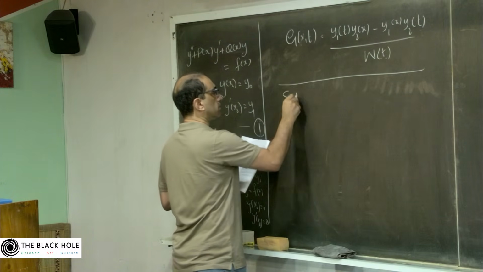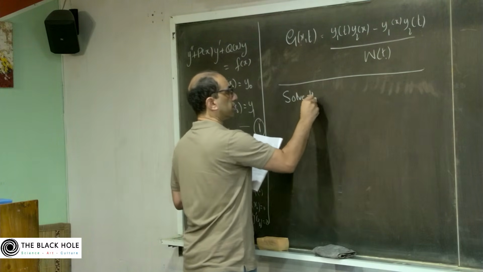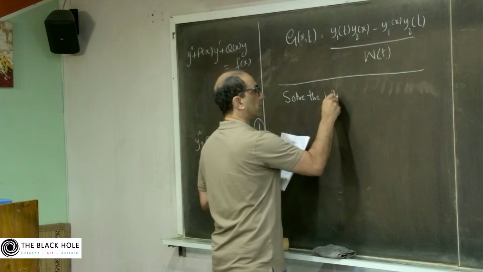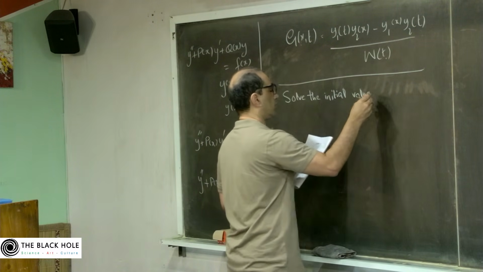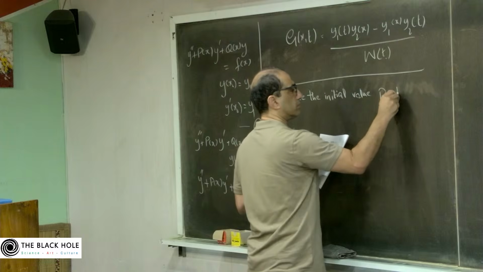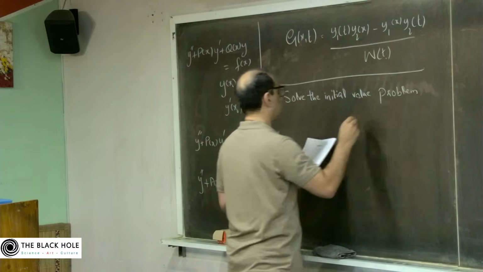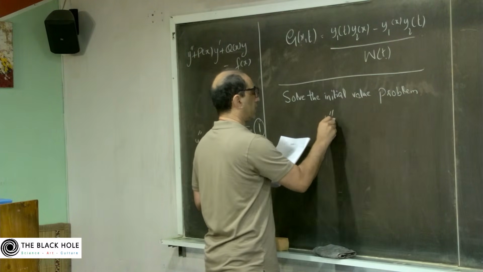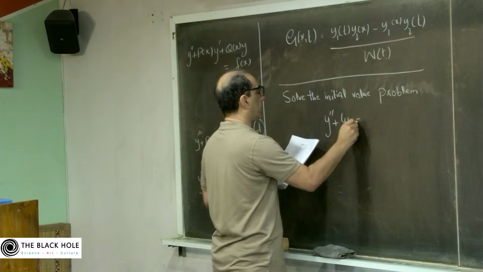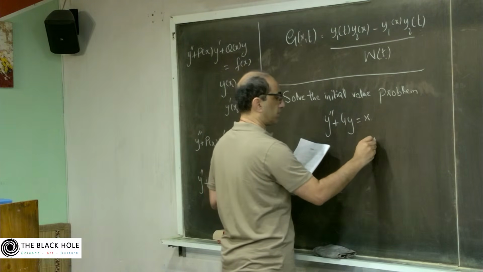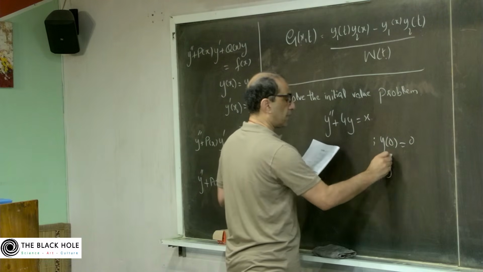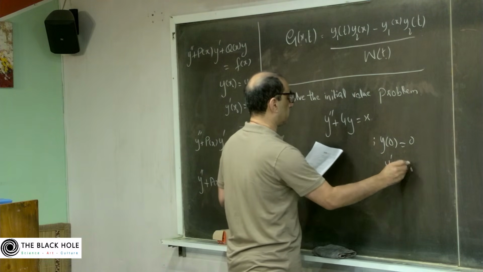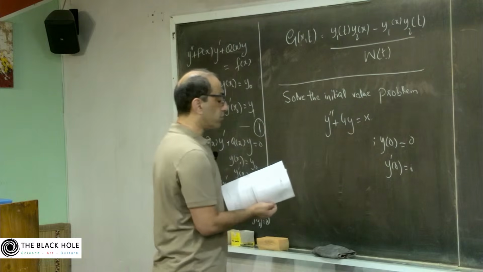So the question is, solve the initial value problem y double dash plus 4y is equal to x, subject to y of 0 is equal to 0 and y dash of 0 is equal to 0.